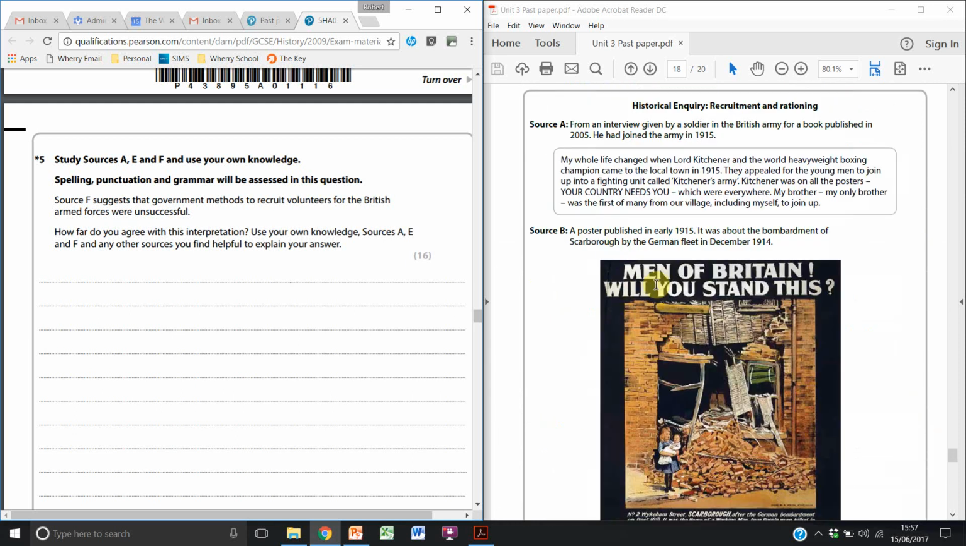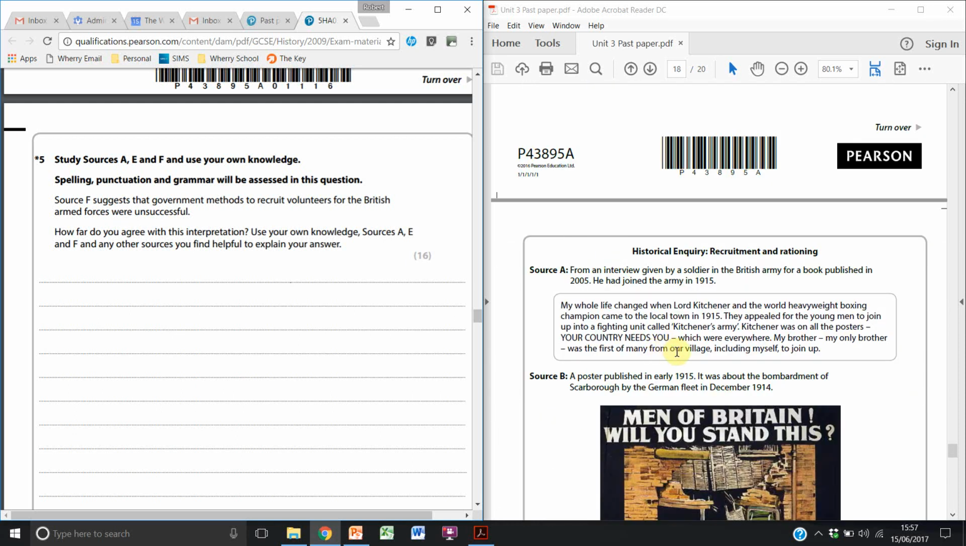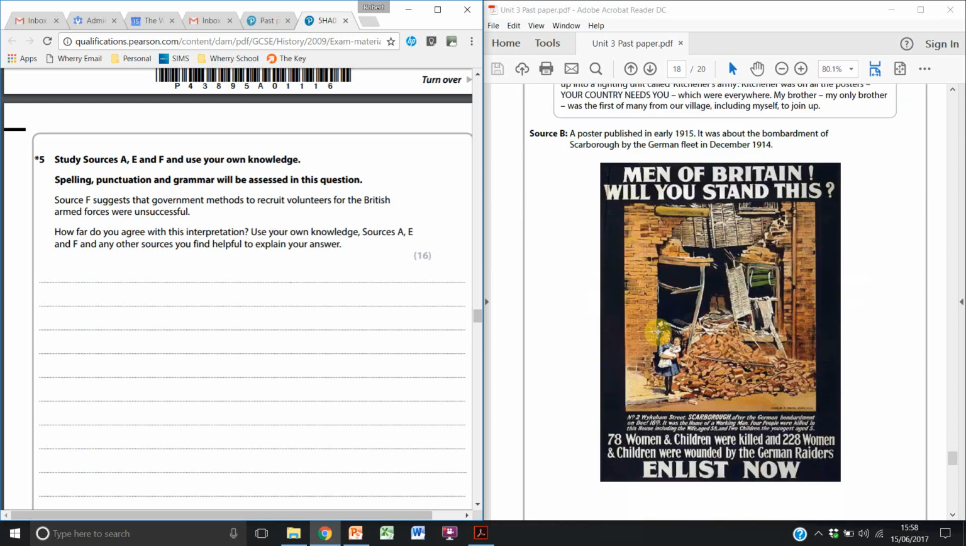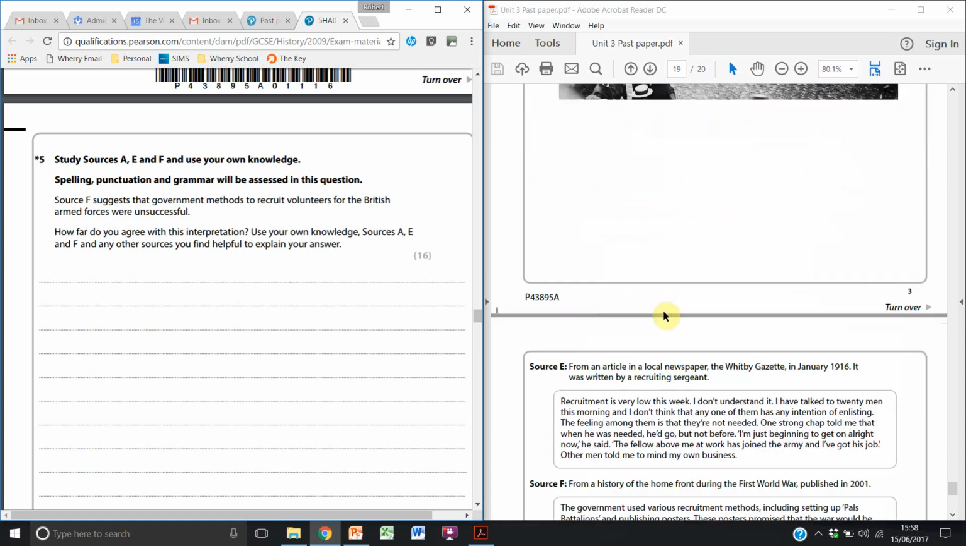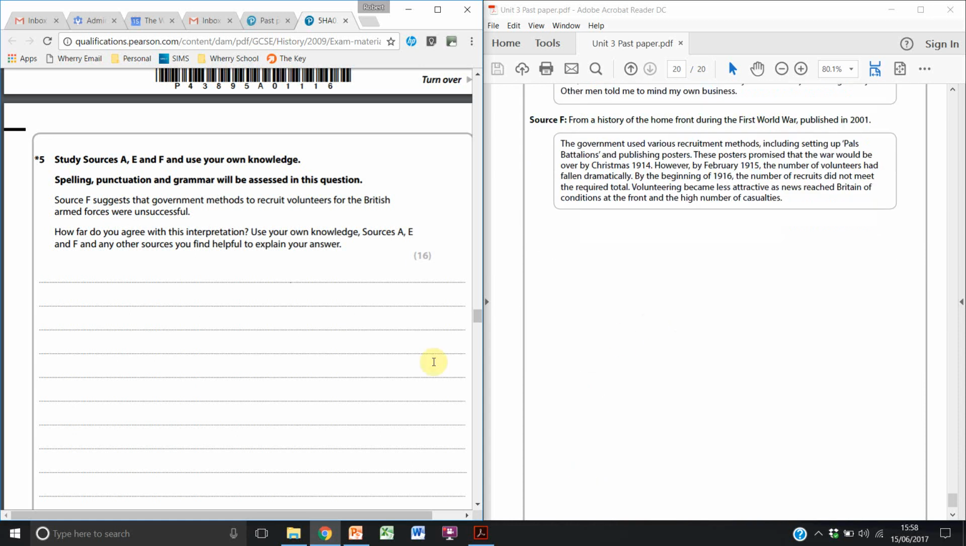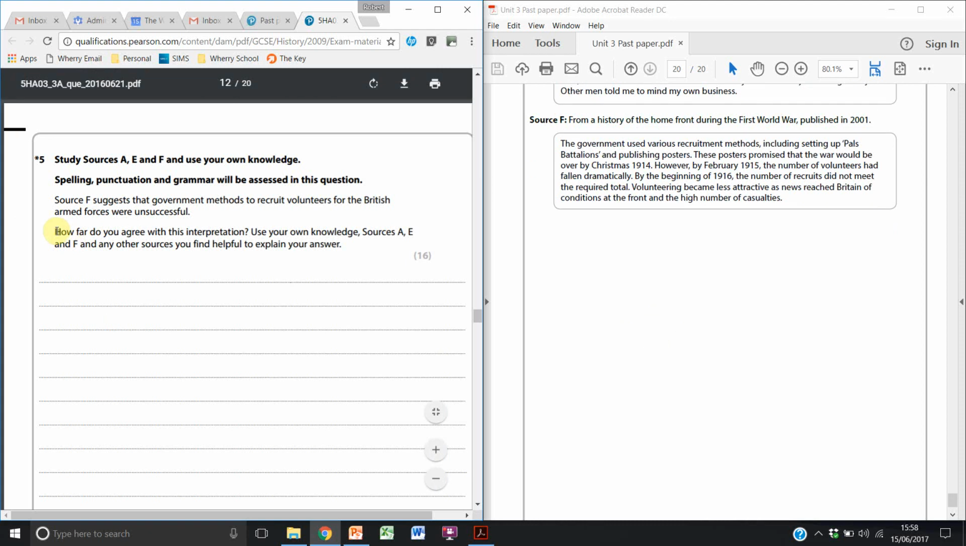If you have a look at source A, on the other hand, it actually goes against that hypothesis, and it gives the impression that recruitment methods were successful. So the examiners will always pick one source that agrees with the hypothesis and one that goes against it. But critical as well is this bit: how far do you agree? So you are going to have to give your own opinion. Do you agree with the interpretation or do you not?